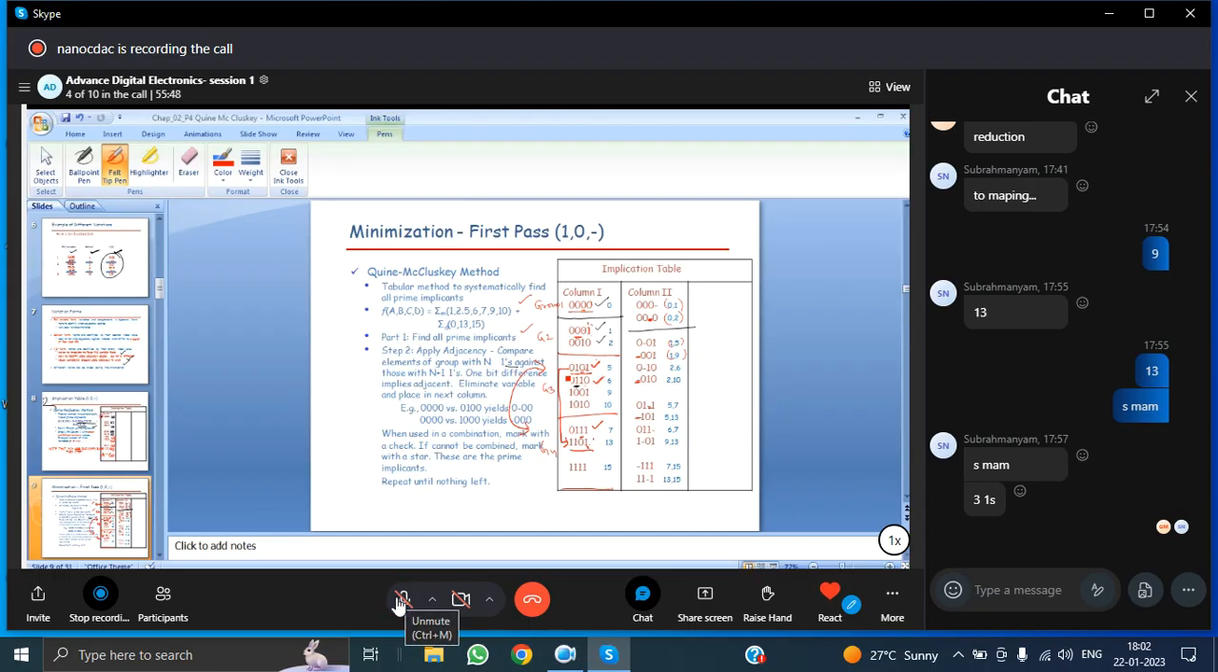And next, see, 5 and 13 is over. 5 and 13 is also over. Now compare 6 and 7. See how much variation there is between 6 and 7. Single bit variation. Okay, and 6 and 7 is over.